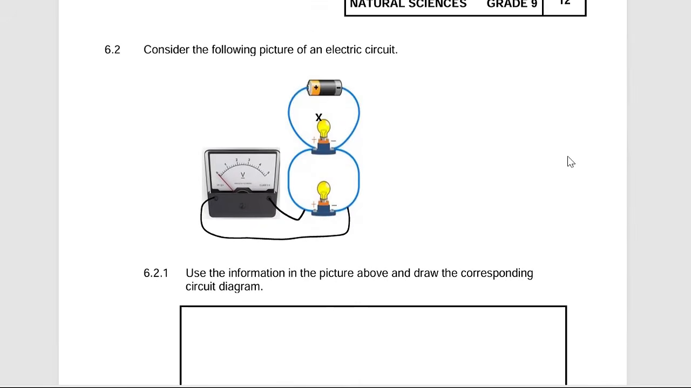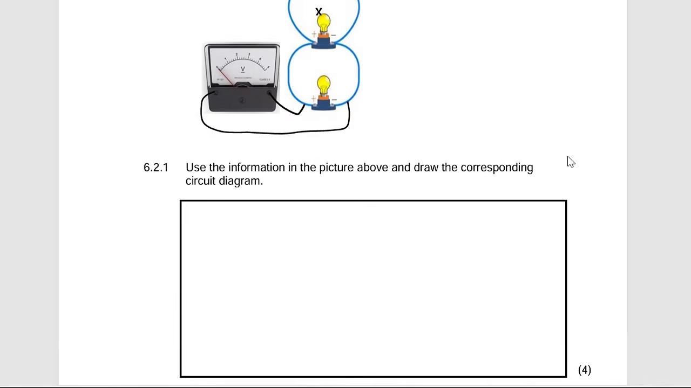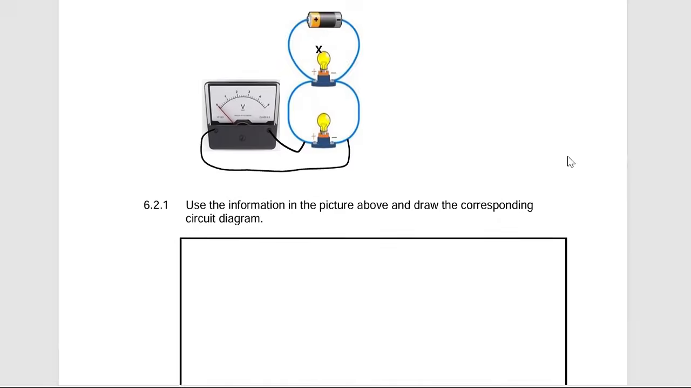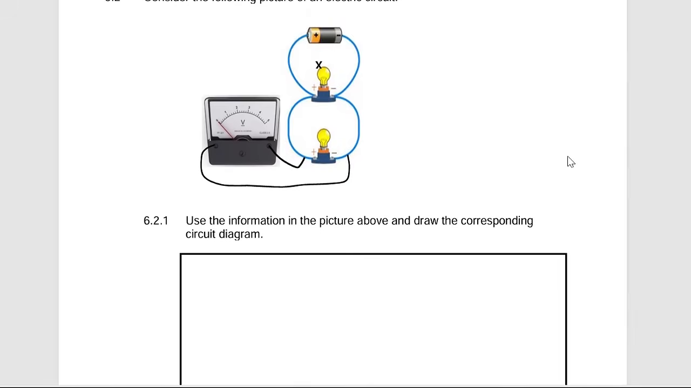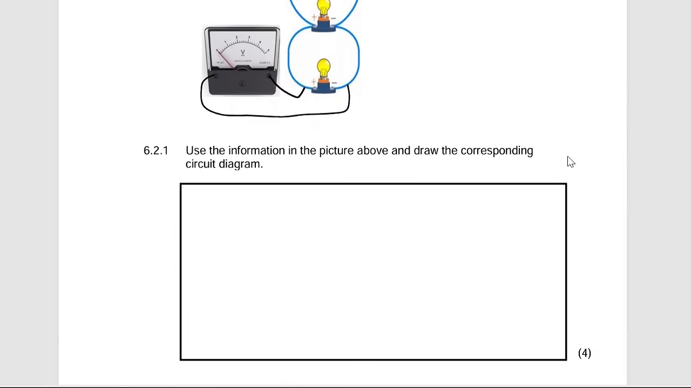Then 6.2, we're given a diagram. It says consider the following picture of an electric circuit. Use the information in the picture above and draw the corresponding circuit diagram. What we are going to have are two bulbs and a cell at the top. To represent a cell, remember we said it's one line like that, right? Then we have two bulbs, so I'm going to represent those two bulbs. They are connected like this. I'm going to say the first bulb there, and then it's connected to this other one like that, right? Then I'm going to proceed again, go down there, where we are going to have another bulb, right?